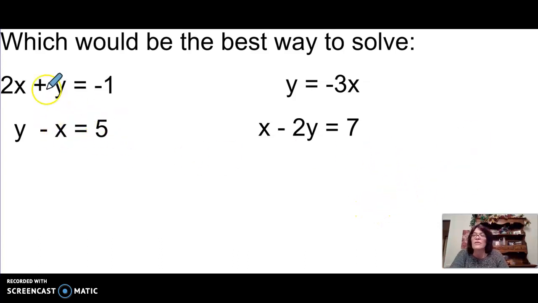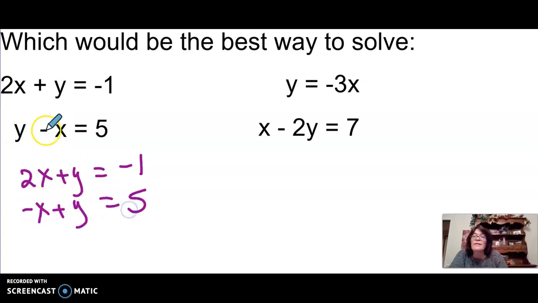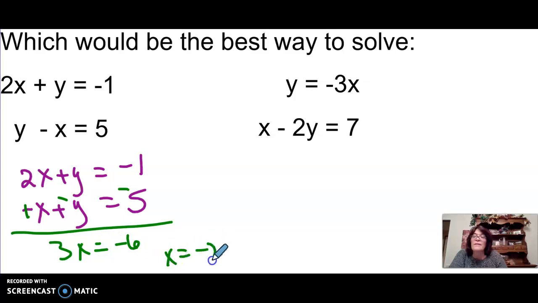Understand both ways and understand that, hey, this one looks like I almost have the x's and y's lined up. You know, if I just flip these around, let me just rewrite the 2x plus y. But I'm going to write -x plus y equals 5. All right, this is the same as y minus x, right? And then it's just a very quick fix to multiply everything by a negative and add. 3x equals -6, x is -2, right?